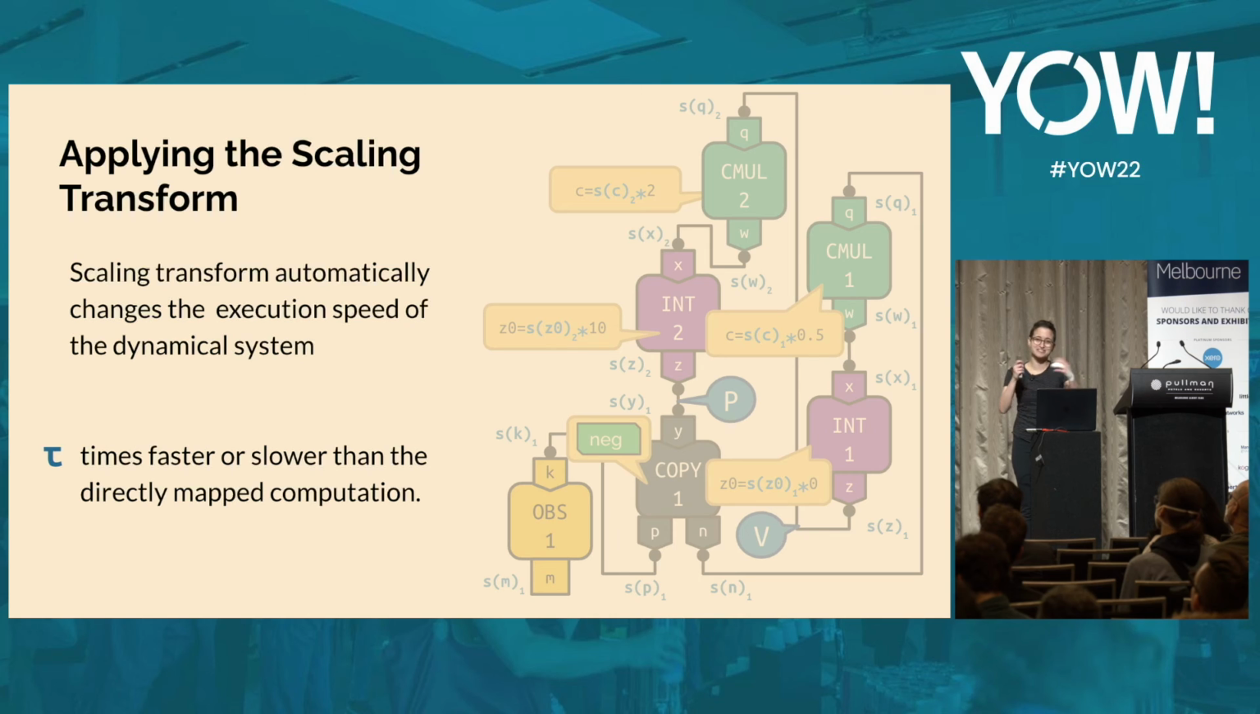And then the other effect that applying the scaling transform has is it's going to change the speed of your computation. And that's because it's leveraging a very interesting aspect of first order ordinary differential equations. So basically, the system is going to evolve tau times faster or slower than the directly mapped computation. So if tau is 2, it's going to run 2 times faster, for example.